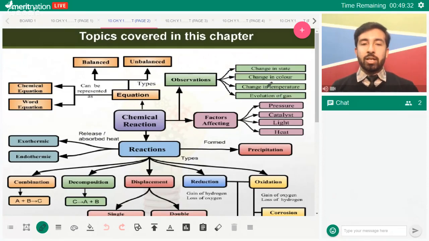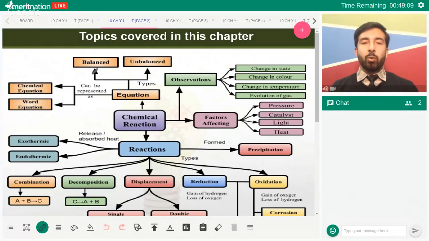Fine. After this, we have gone for the factors which are affecting the chemical reactions. The different factors which are affecting the chemical reactions are pressure, catalyst, light, and heat. After this, you have also studied how to represent a chemical equation. So there are two ways of representing a chemical equation. It could be a chemical equation or it could be a word equation.